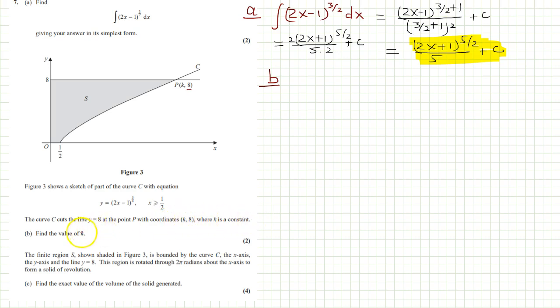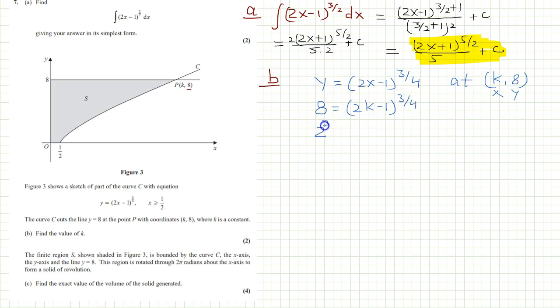K is a constant. Find the value of K. So our equation is y is equal to (2x minus 1) to the power 3 over 4. So at K, 8, x is k and y is 8. 8 is equal to (2k minus 1) to the power 3 over 4.